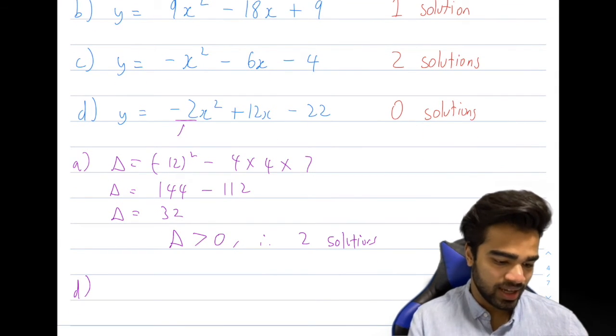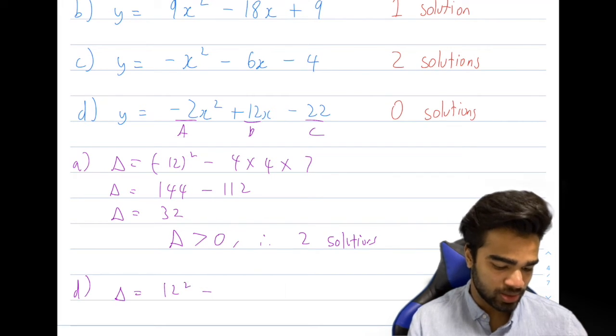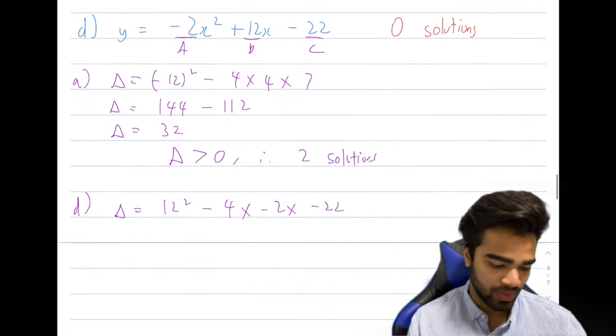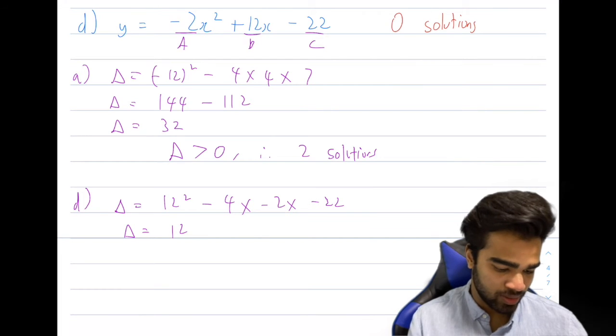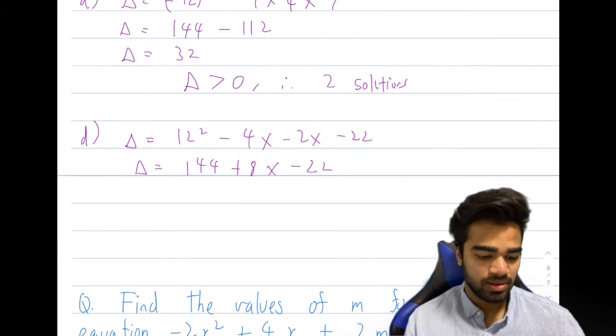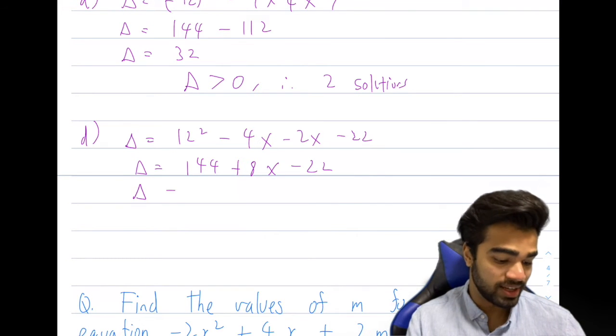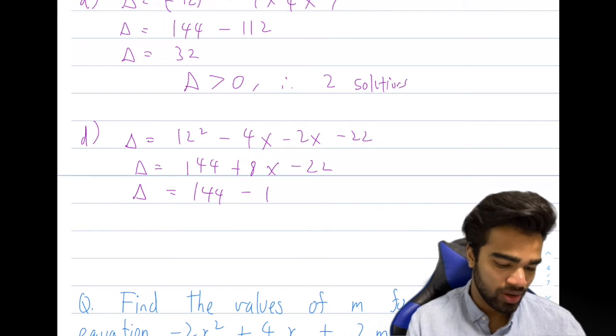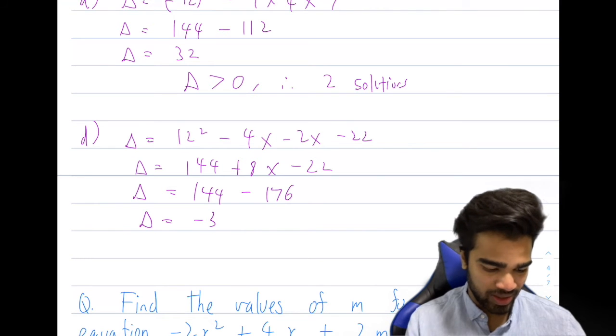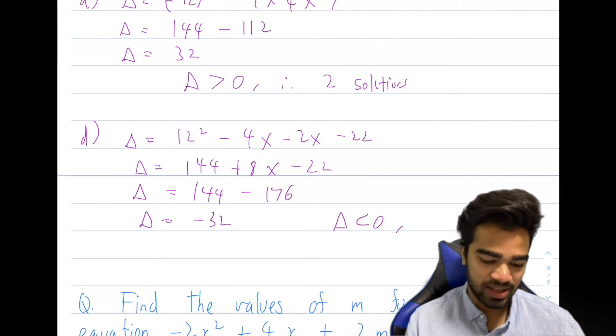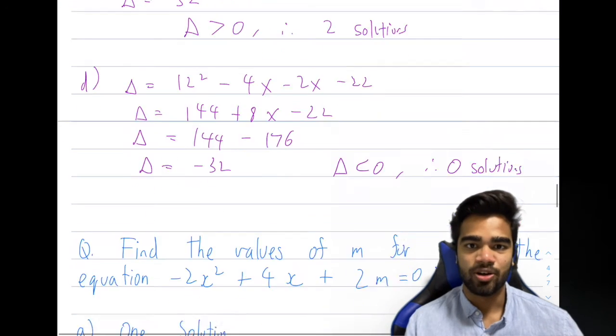So D, again, this is A, this is B, this is C. Discriminant is b squared, so 12 squared minus 4 times A, which is negative 2, times C, which is negative 22. So 12 squared is 144. Negative 4 times negative 2 is 8, and 8 times negative 22 is negative 176. So 144 minus 176. Discriminant is going to be negative 32. So what's our discriminant? It's less than 0, so therefore 0 solutions. That's it. Hope you understand.